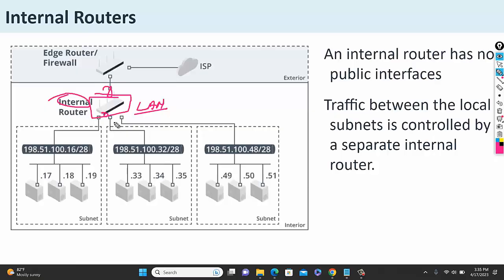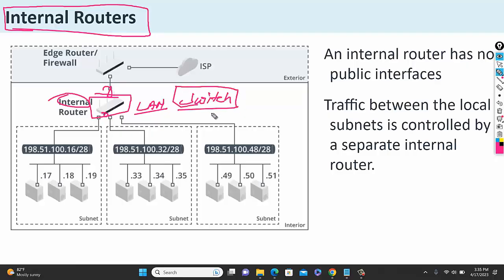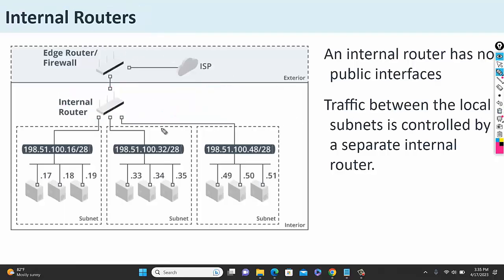Both interfaces are connected with the LAN. So now the question is this: why do we need a router inside an organization? Even we can use a switch. A switch costs less than a router. So why are we not using the switch?